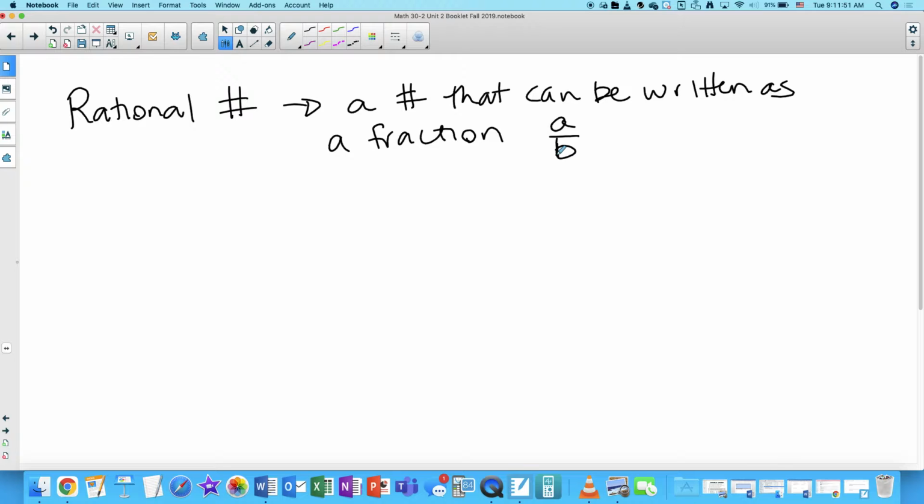So that's why we talk about terminating decimals, repeating decimals. Those types of decimals can be written as fractions. So those are all rational. Okay? A rational expression, okay, so first let's focus on this word expression. An expression in math. What's an example of an expression, a mathematical expression?